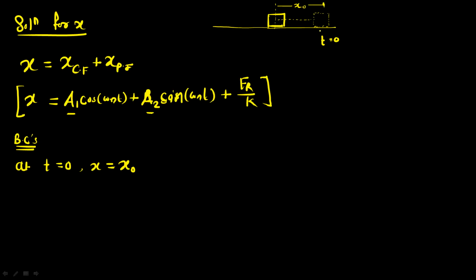And from this right side, we release the mass. Release the mass means the initial velocity is 0. So at the same time, its velocity, that is the x dot value, is 0. So these are two boundary conditions. So from these two boundary conditions, we can find out these two unknown values a1 and a2. So put the first condition in this equation. So x is x0, t is 0, cos 0 is 1, and sin 0 is 0. So the x0 value is a1 plus Fr upon k.